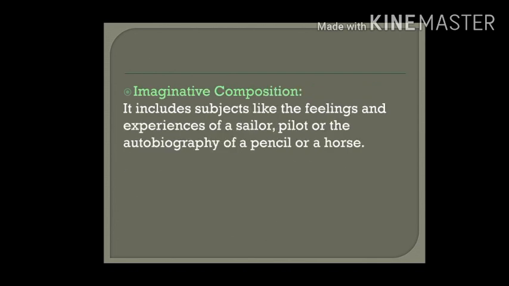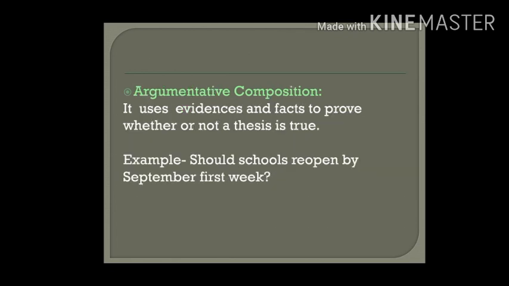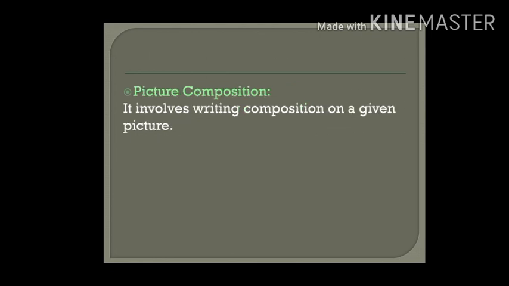Next, imaginative composition. It includes subjects like the feelings and experiences of a sailor, pilot, or autobiography of a pencil or a horse. Next, argumentative compositions. An argumentative composition uses evidences and facts to prove whether or not a thesis is true. Example, should schools reopen by September 1st week? Next is a picture composition. It involves writing composition on a given picture.